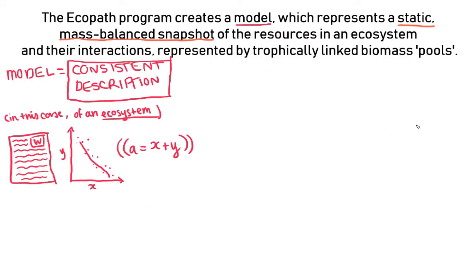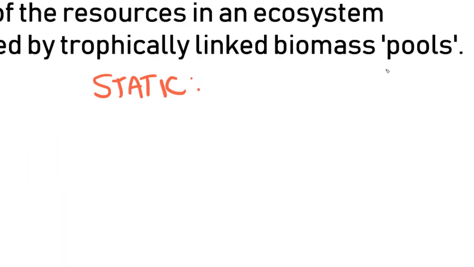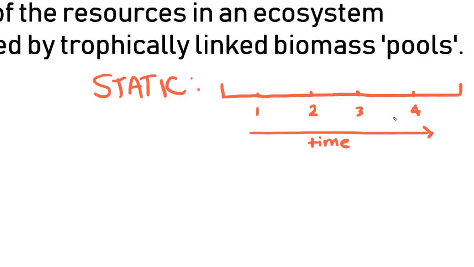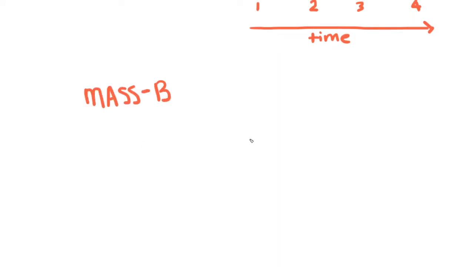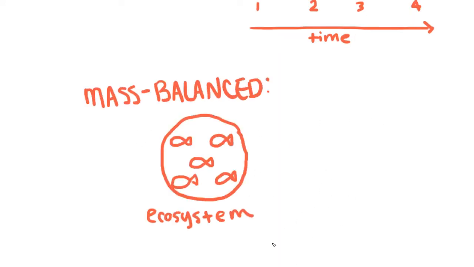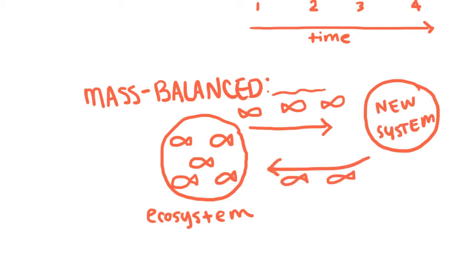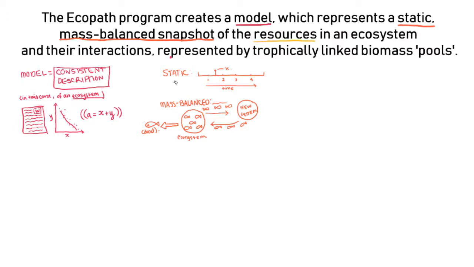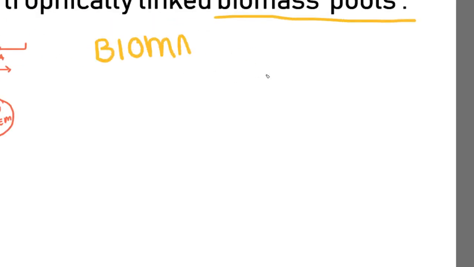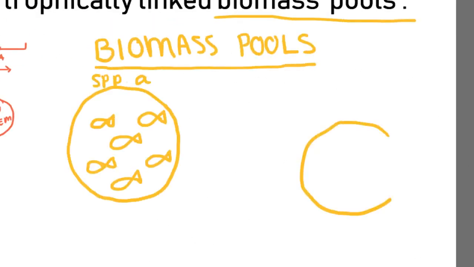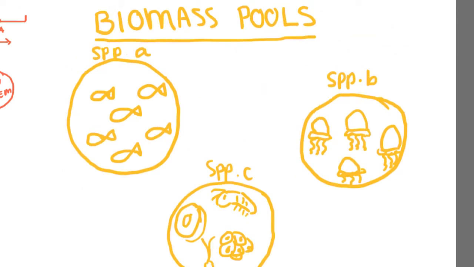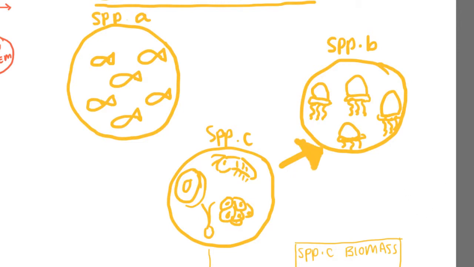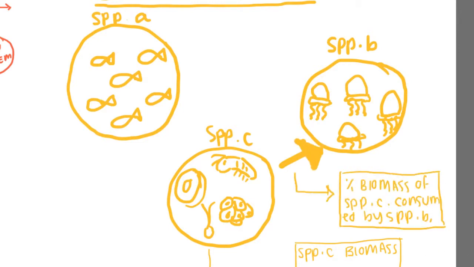A static mass-balanced snapshot refers to the fact that the model is describing the ecosystem not over time and space, but in a single moment of time, accounting for all material entering and leaving the system, whether this be via migration or mortality. In terms of resources, interactions, and biomass pools, within the Ecopath model, resources are represented as biomass pools. These pools are defined as species groupings, meaning that the resources and their interactions can be understood as the movement of biomass throughout the ecosystem.